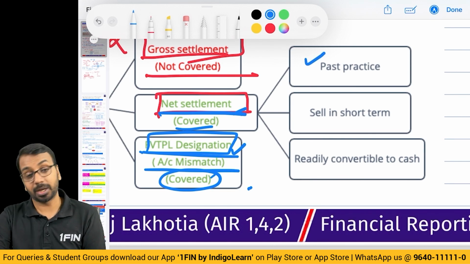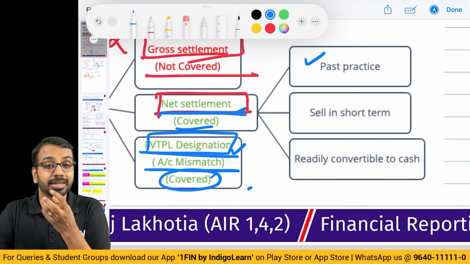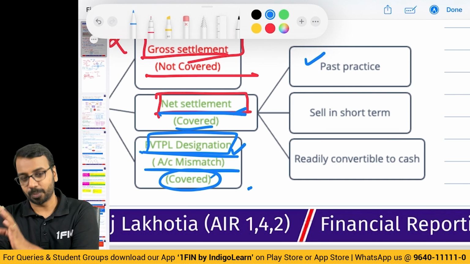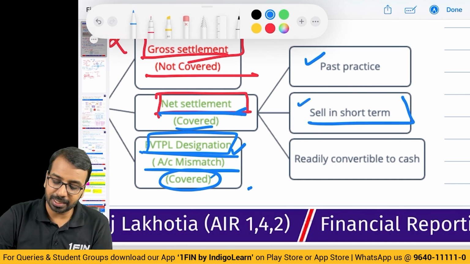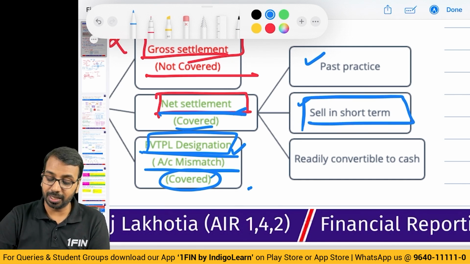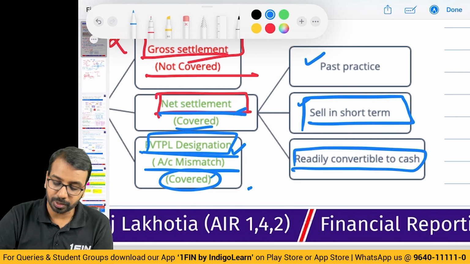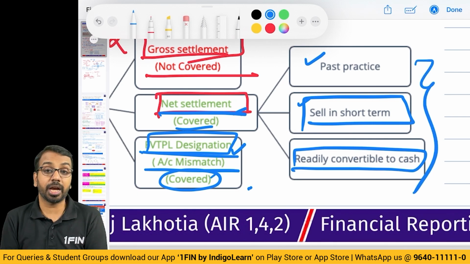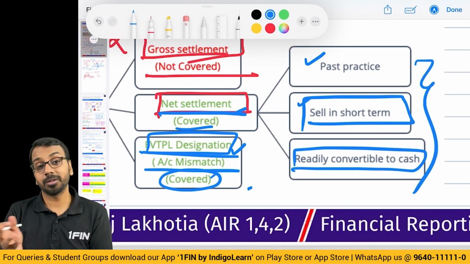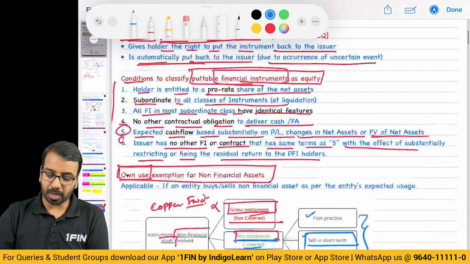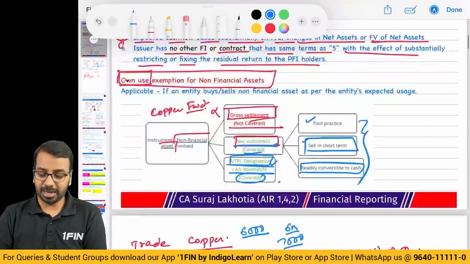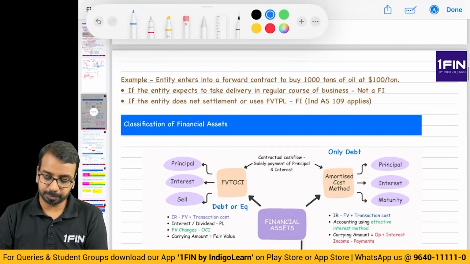And as far as net settlement is concerned, how do you determine? You check either the past practice, whether the entity has been settling on a net basis in the past, or whether the entity will sell it in the short term immediately after taking delivery, or whether it is readily convertible to cash. These are some indications to check whether it is net settled or not. Okay, so this is the conceptual part of financial assets, financial liability and equity.